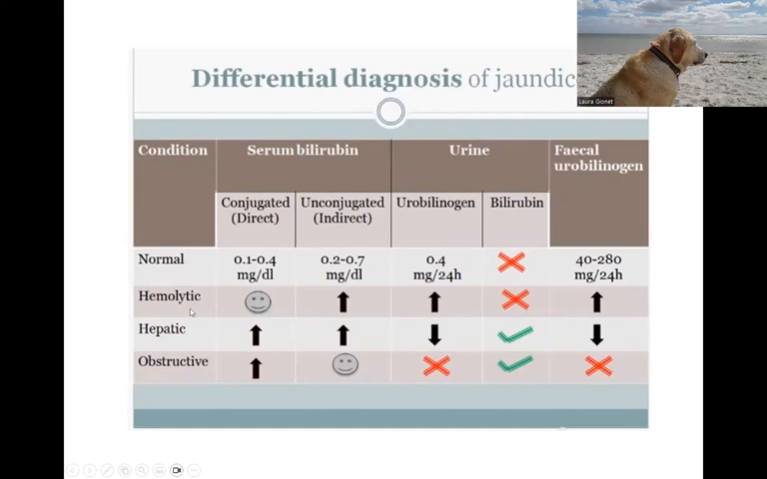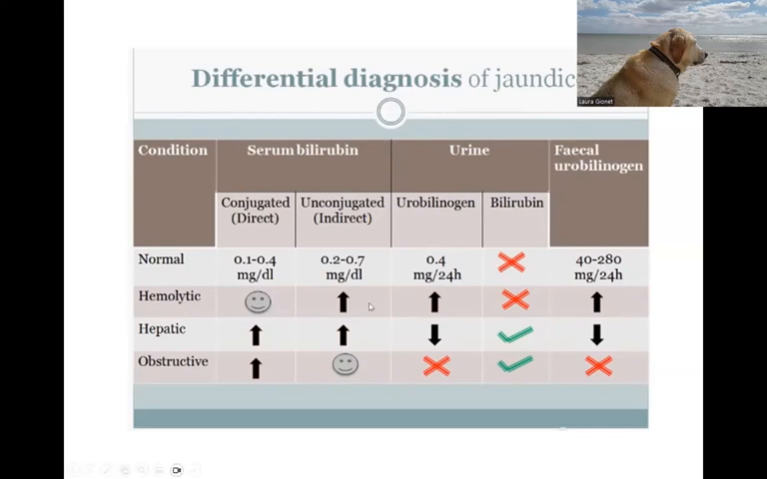So if you're normal, or if you have a prehepatic, hepatic, or posthepatic obstruction or etiology, then see on the top, we have serum bilirubin, of which we have conjugated and unconjugated. And then you have urine, where you have either urobilinogen or bilirubin, and then you have fecal urobilinogen, and along the horizontal are the normal values. What would it be in serum for conjugated and unconjugated? What would be the urobilinogen? There's a big X in bilirubin because it's not normal to have bilirubin at all in urine. And then how much should be in feces? 40 to 280 milligrams in a 24-hour period.